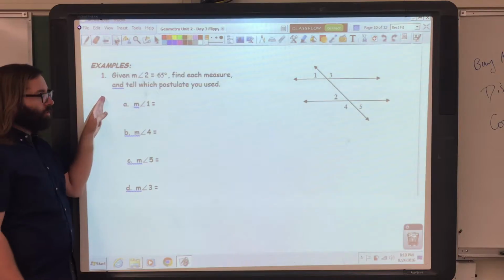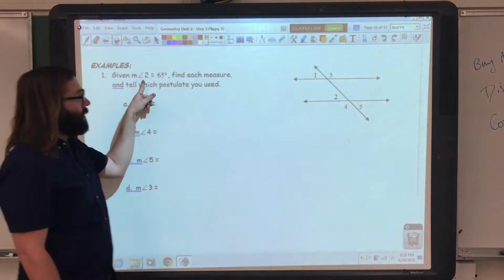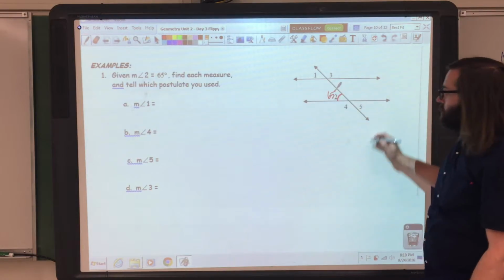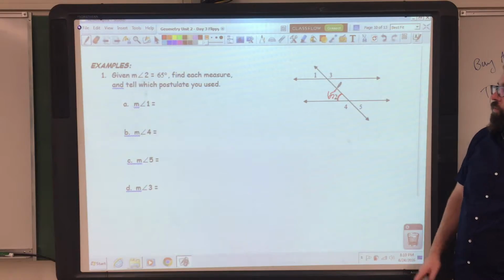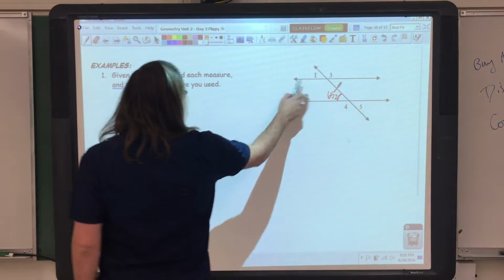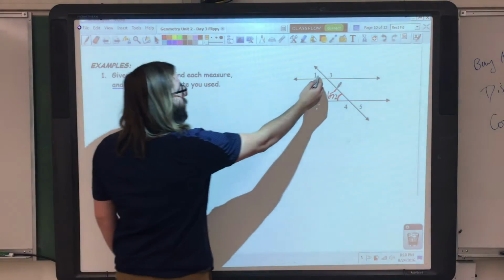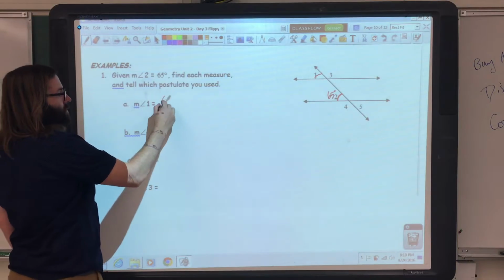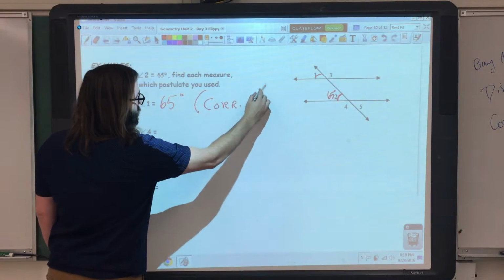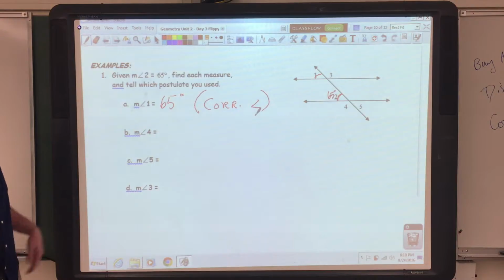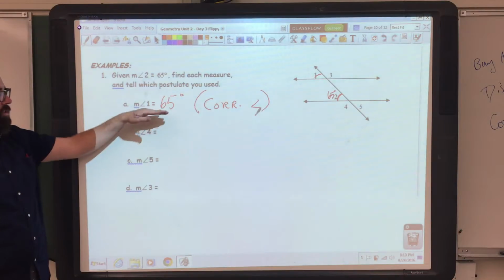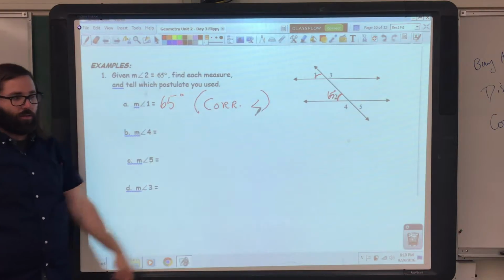All right, so let's go over these. We know that the measure of angle 2 is 65 degrees. So this angle right here, 65 degrees. We need to find angle 1. Now hopefully you recognize that this is a corresponding angle. They're in the same position. So the measure of angle 1 is 65 degrees because they are corresponding angles. Here it says tell which postulate you used. This is the postulate. So this is 65 because they're corresponding angles.